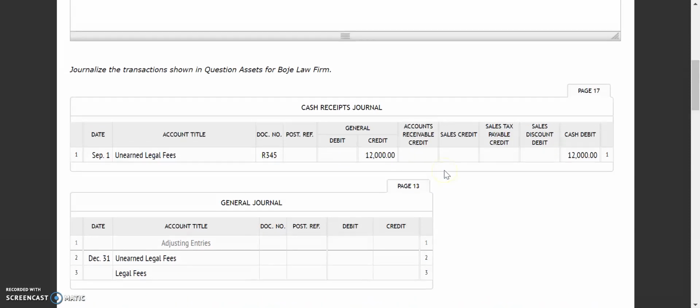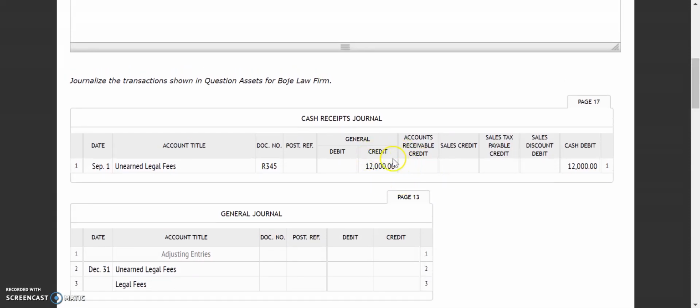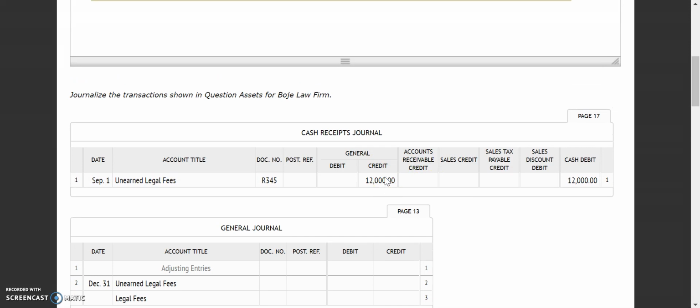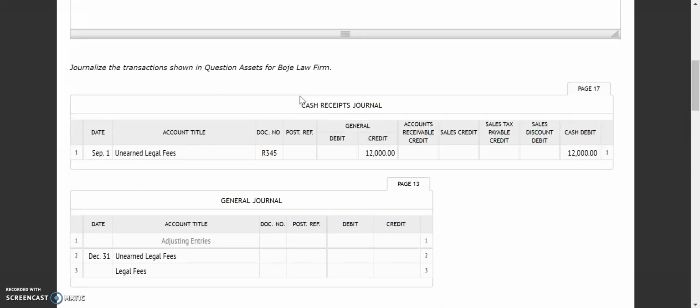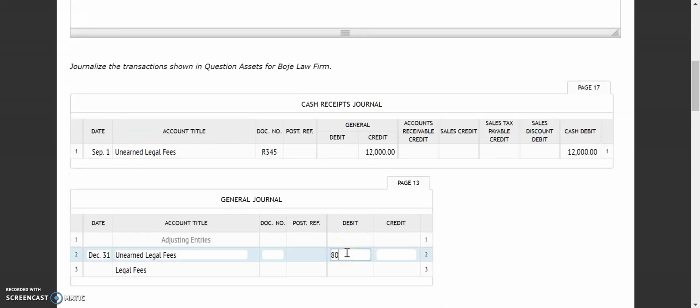So those are our two accounts that are affected with our adjusting entry, but we need to figure out how much goes there. So remember that what we need to do is we need to take the total amount of $12,000 and we divide it over the number of months that they prepaid for, which was 6. So $12,000 divided by 6 is $2,000 per month. Okay, and remember I said that September, October, November, and December is 4 months worth. So 2,000 times 4 is 8,000. So we're going to put 8,000 in here and 8,000 in there. So those are the journalizing of our two transactions.